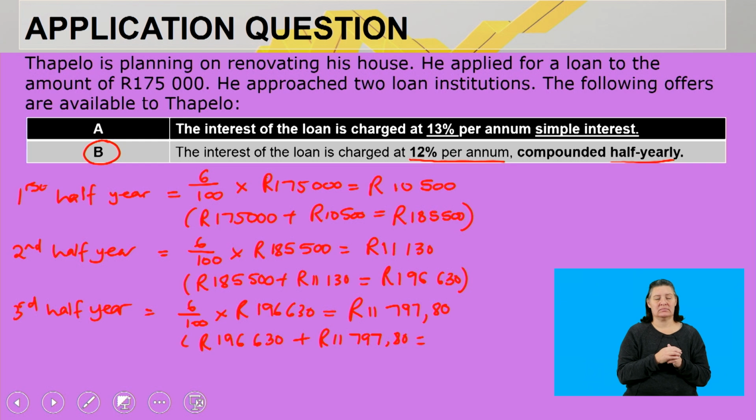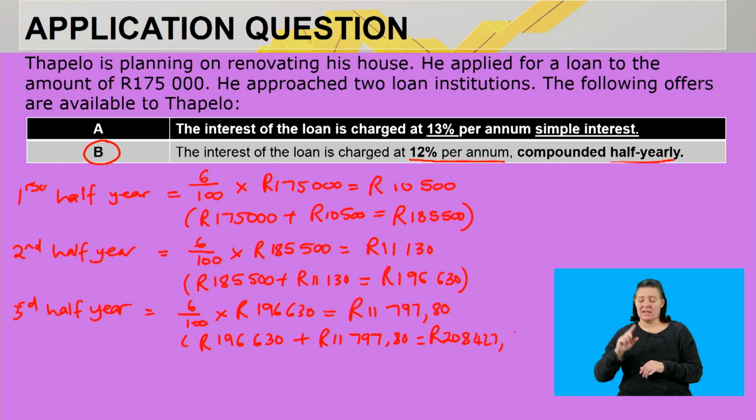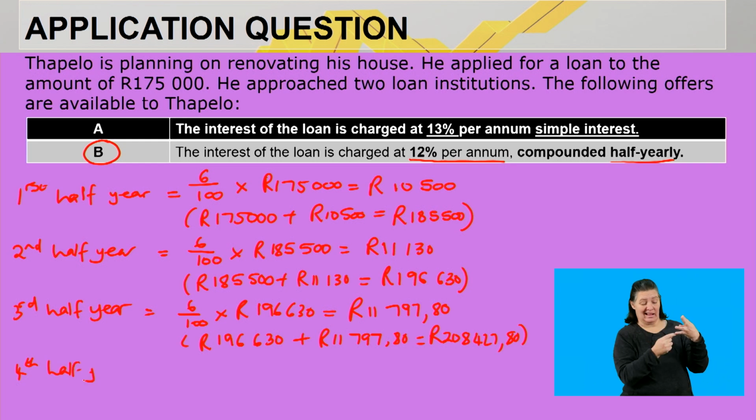Okay, so plus 196,630. That will give us an amount of 208,427 rand and 80 cents. That becomes our new principal amount. Right. I'm now in the fourth half year, the final part, right? And I hope you guys are working with me still. So what is important now?